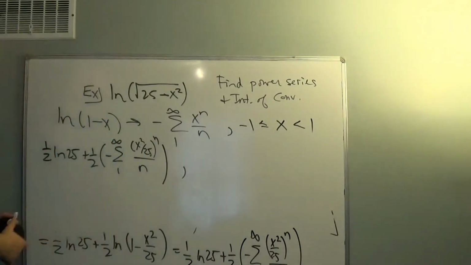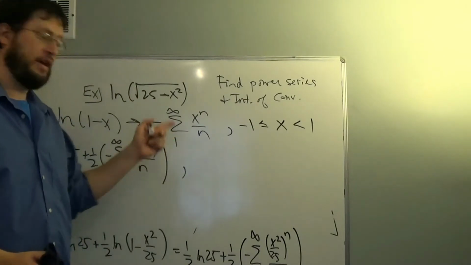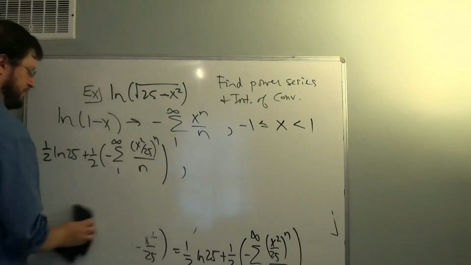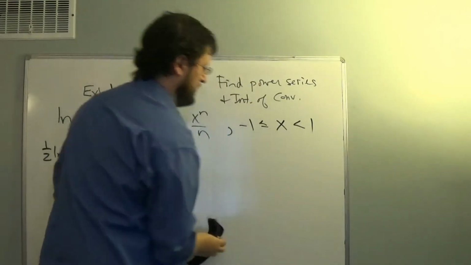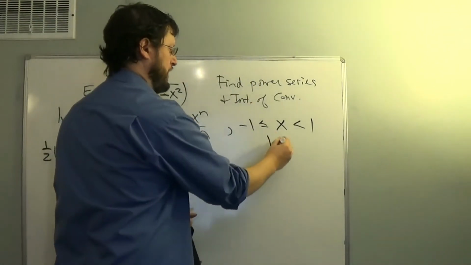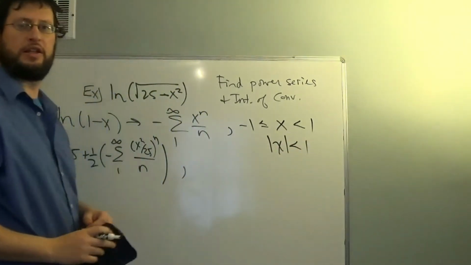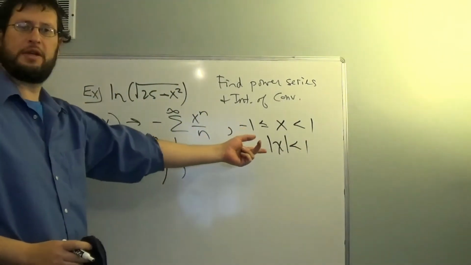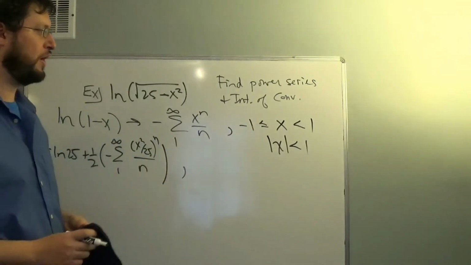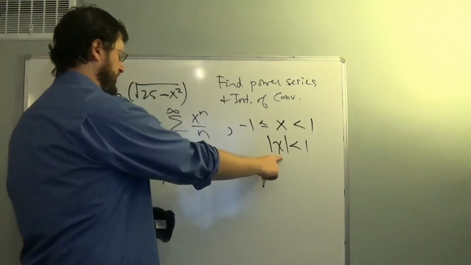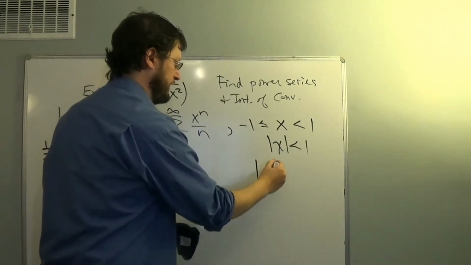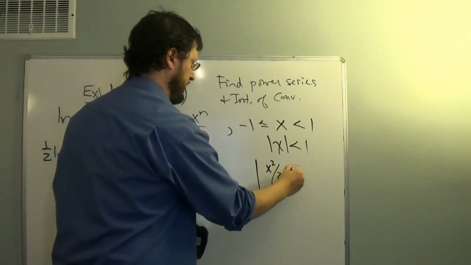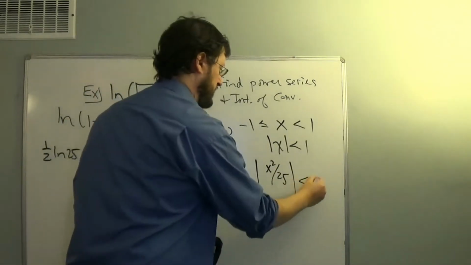Now, what happens with the interval of convergence? We're replacing x by x squared over 25. Because this is an even power, we need to do something a little bit different. We really want to think about this as absolute value of x is less than 1. That's really how it is. Because we're going to have to end up taking a square root, and we can't do that with the negative 1 yet. So let's actually replace it from this point. So if x becomes x squared over 25, that's absolute value of x squared over 25 is less than 1.